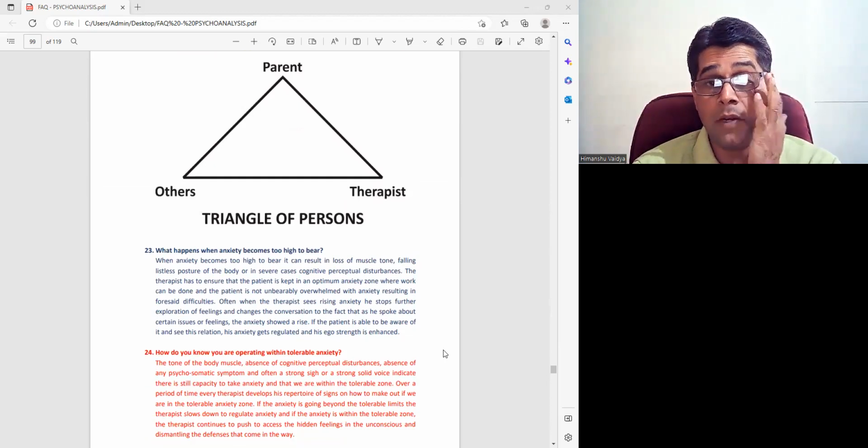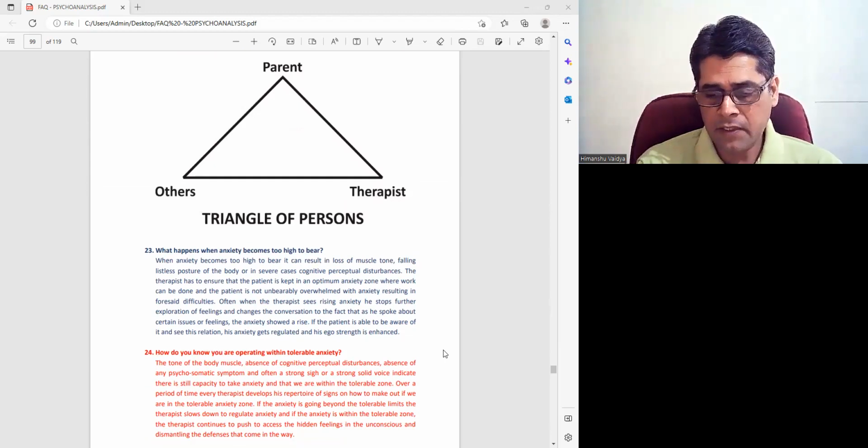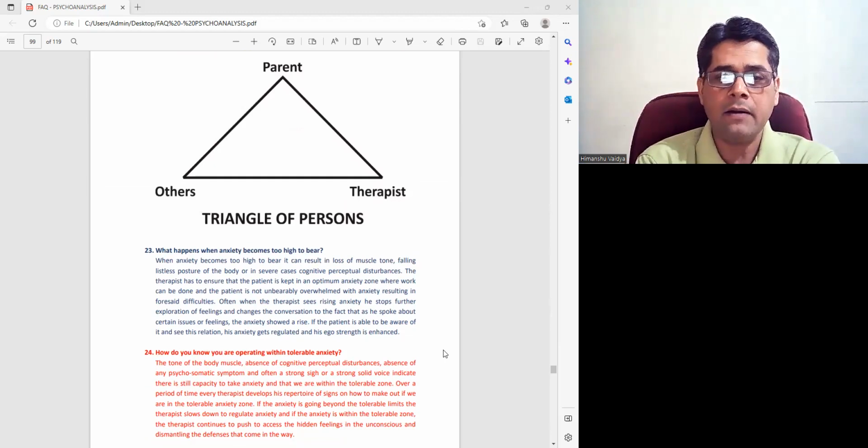What happens when anxiety becomes too high to bear? Depends on how high it goes. If it is the optimum, the person experiences symptoms of striated anxiety, anxiety being in the striated muscles, which is optimum, which is what we want. If it goes higher, it can either go into smooth muscles or it can get into cognitive perceptual disturbance. We have seen before what happens in smooth muscles.